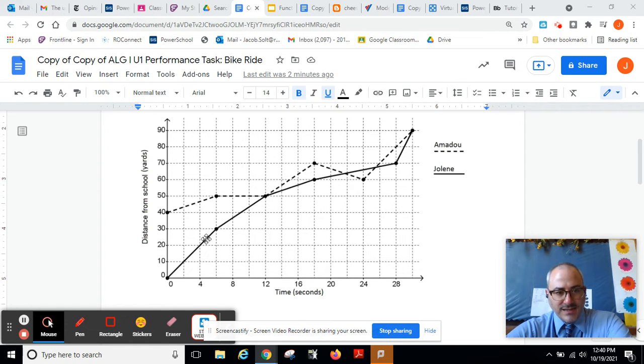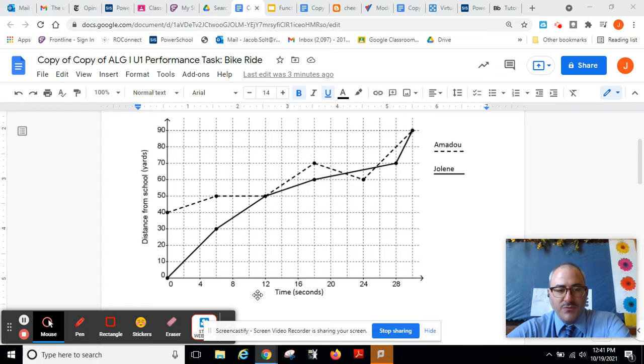So what is this solid line here? Is that Jolene or Amadou? Take a look. Well, hopefully you looked up in the upper right-hand corner here, and you're like, wait a minute. Solid line means Jolene. The dotted line is Amadou. All right. So Jolene started here. What was Jolene's distance from school right here? Hopefully you're saying, hey, it's 0. She started at a distance from school of 0.